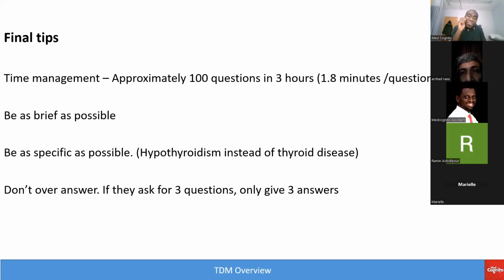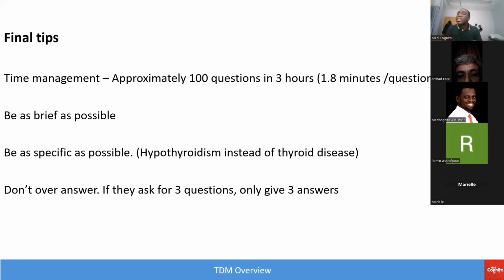And be as brief as possible. Some questions demand just a 1-word answer. Some also demand a short answer. Just give it and go. And be specific. As I said, don't say thyroid disease. Rather say hypothyroidism. Say hyperthyroidism. Say Graves' disease. Don't say heart disease. Rather say coronary artery disease. Say heart failure.